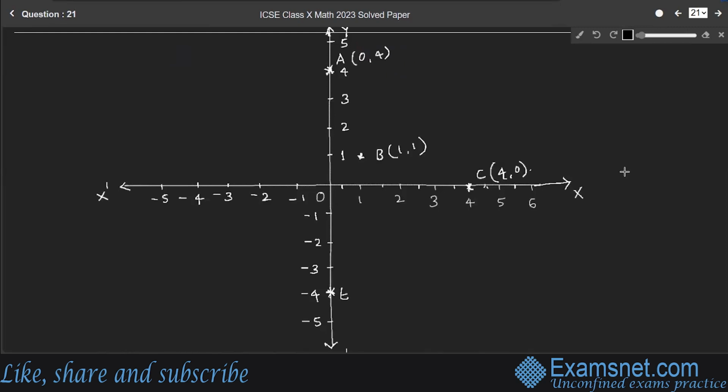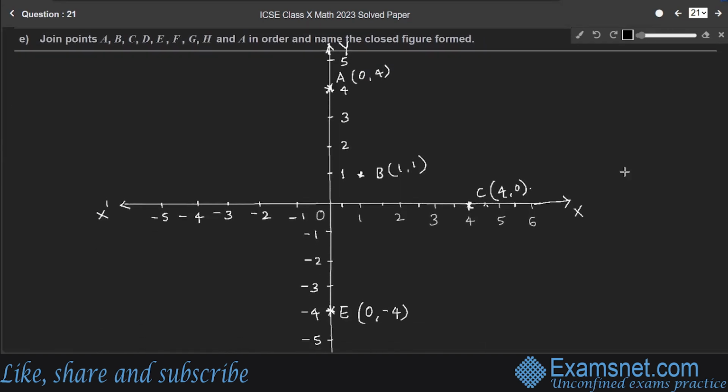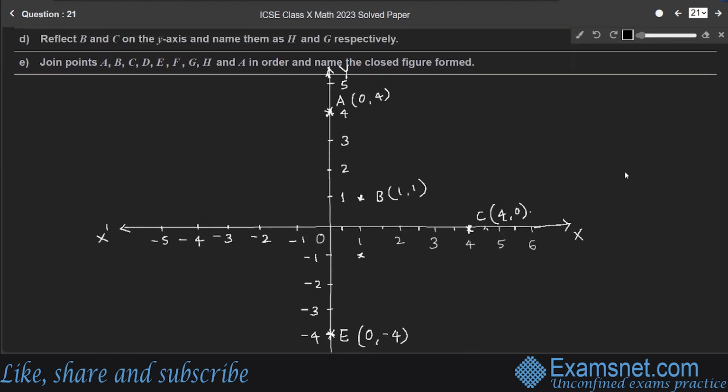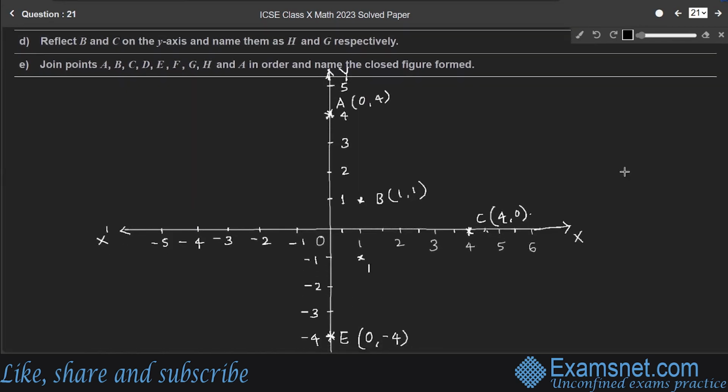Therefore, point E will be on the negative y-axis and its coordinates are 0 and minus 4. So E is the reflection of A, right? The reflection of B will be in the 4th quadrant, on the other side of the x-axis, right? So name them as E and D respectively. The reflection of B is D, whose coordinates are 1 and minus 1, right?